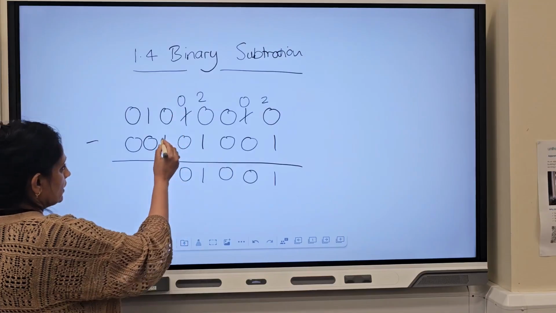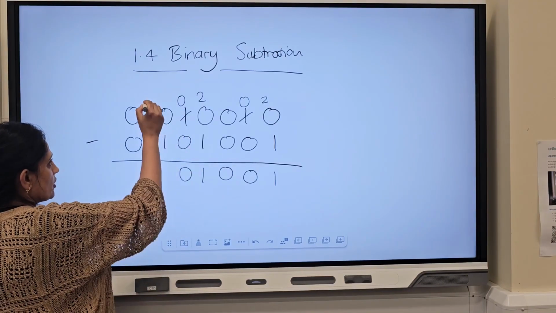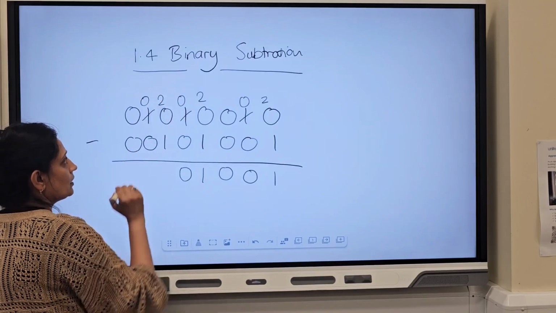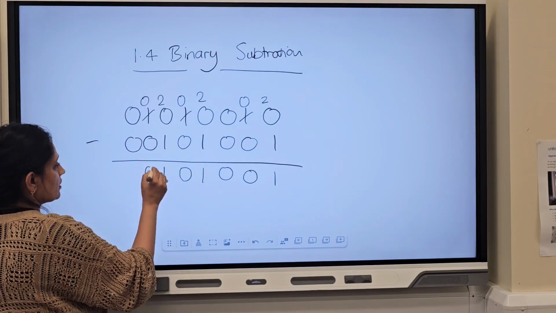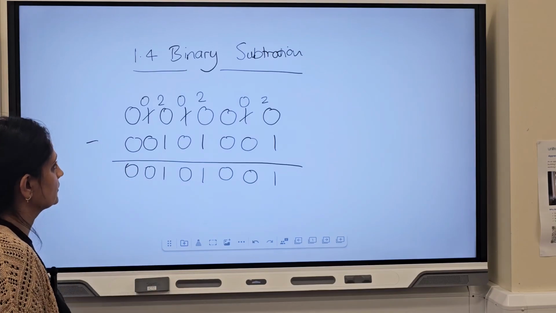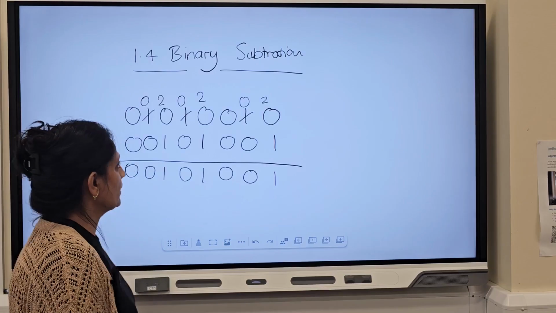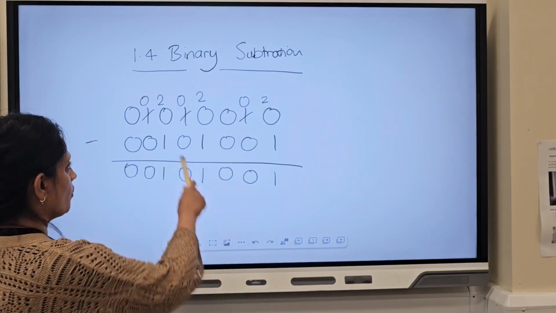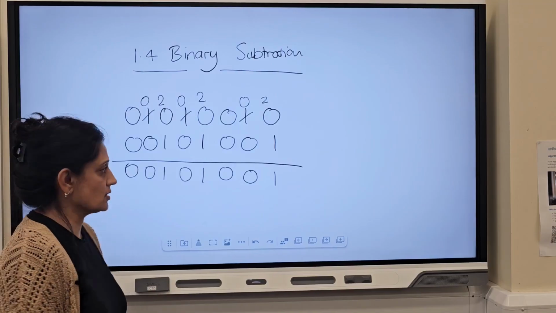0. Again, we've got some borrowing here. 0 take away 1 we can't do, so we borrow. Base 2, so it's 2. 2 take away 1 is 1, 0, 0. A bit more working out there, but again, you'll get 1 mark for showing your working, 1 mark for the correct answer.